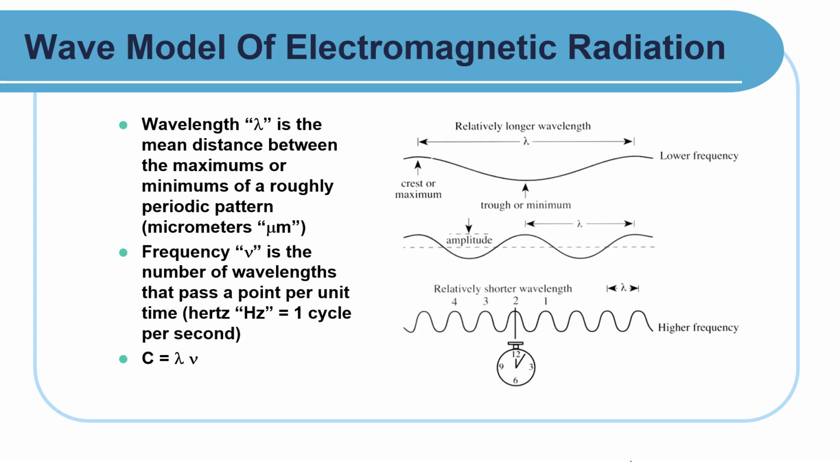It is a very periodic or regular pattern, and you have a comparison here of 3 different wavelengths: a lower, a middle, and a higher frequency. And frequency is the number of wavelengths that pass a certain point per unit time. The unit of the wave model is hertz, and it is defined as 1 cycle per second. The speed of light, which is c, is equal to the wavelength times the frequency.